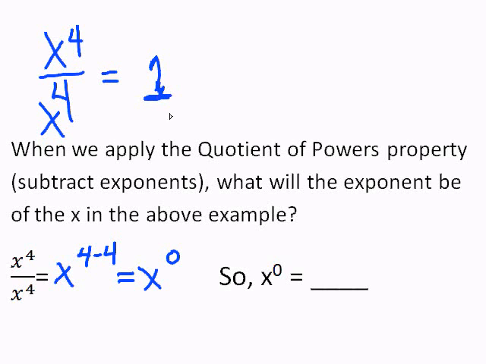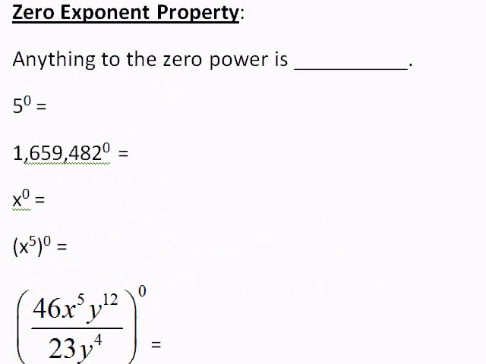The point I'm trying to make here is that if x to the fourth over x to the fourth equals 1, and x to the fourth over x to the fourth equals x to the 0, then that leaves us with one conclusion to make, that x to the 0 has to be equal to 1. So this leaves us with the zero exponent property. I know that one example is hardly a proof for every example, but it was just an introduction to let us know that anything to the 0 power is 1.